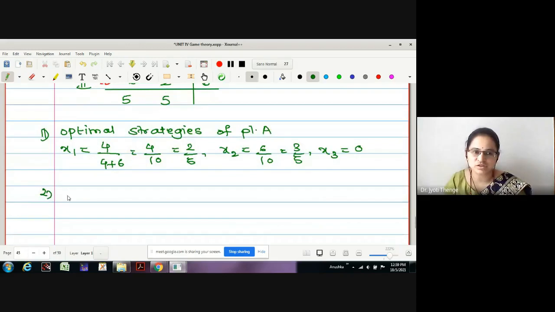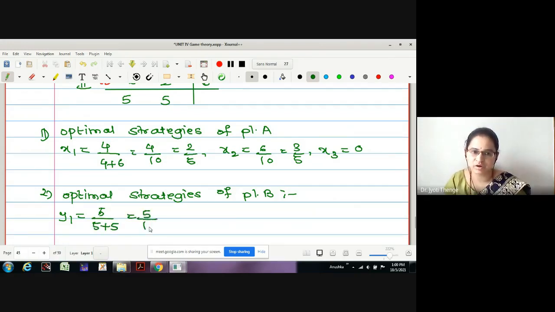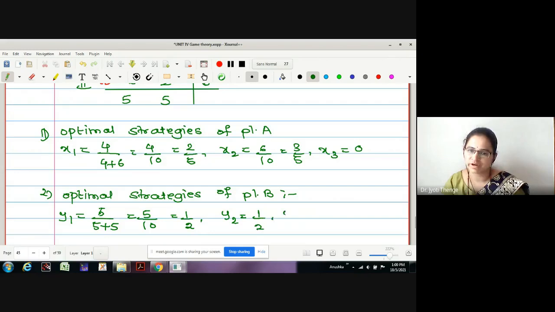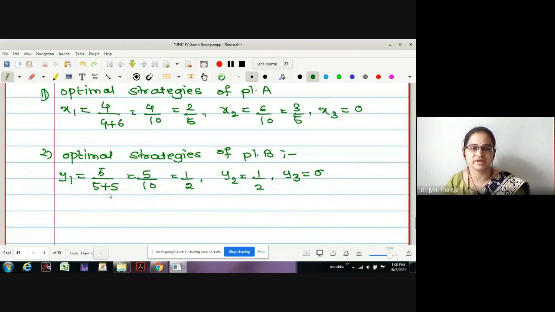Next, optimal strategies of B. Y1 is 5 upon 5 plus 5. That is 5 upon 10, 1 by 2. What for Y2? 1 by 2. What for Y3? 0. Third column also we have deleted, na? And what is the one left again?